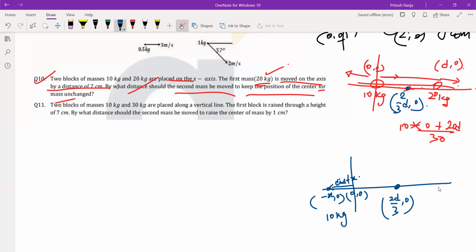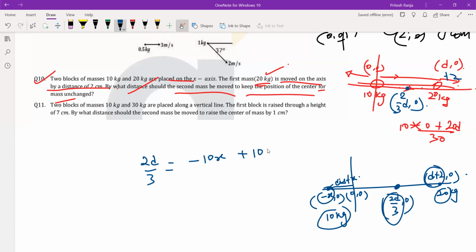Here, the 20 kg you are moving to the right by a distance of 2 centimeters. So this is the 20 kg. What will this coordinate be? Earlier it was d, moved 2 centimeters, so d plus 2, and then 0. Right? Now just frame the equation. The center of mass will be 2d by 3 only, equal to mass into coordinate: minus 10x plus 10 into d plus 2, divided by the total mass 30. This 10 cancels, and the 0 is cancelled on both sides. We get 2d equals -x plus d plus 2.